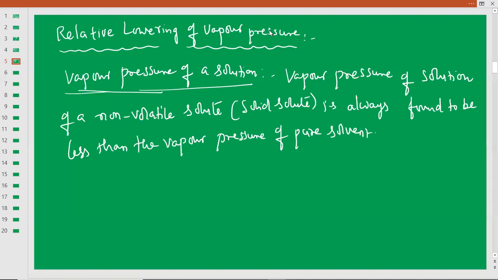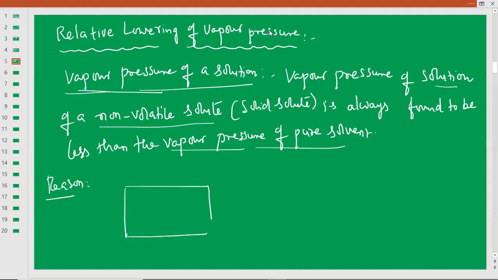Okay, so here what we have observed is whenever a non-volatile solute is present in the solution, that will reduce the vapor pressure of the solvent. That is the meaning of it. What is the reason here? The reason is that some of the solute molecules occupy the surface area of the liquid, which reduces the number of solvent particles.